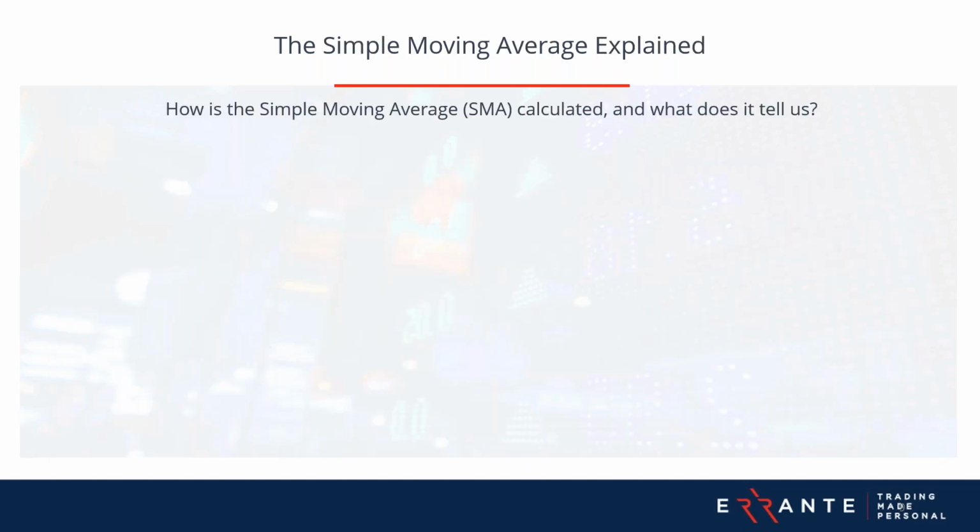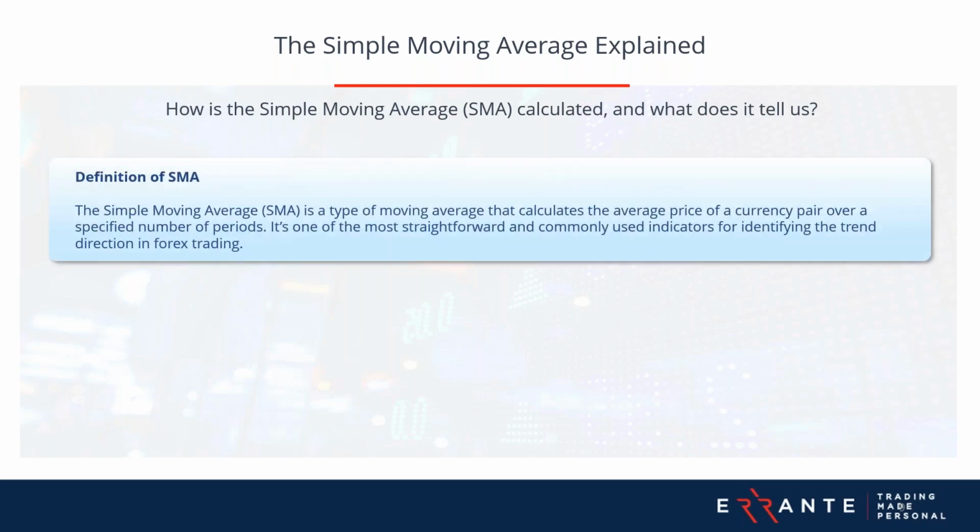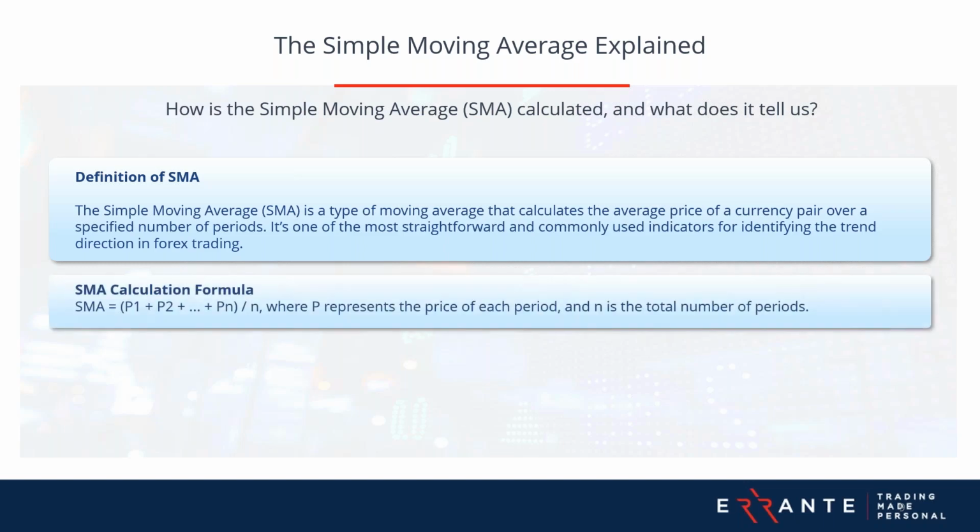So let's focus on one of the most fundamental indicators, the simple moving average, or SMA. The SMA offers a clear, uncluttered view of the market's direction over a specified period, making it an indispensable tool for traders aiming to align with the trend for successful trades. The calculation of the SMA is as straightforward as its implication in trading. By averaging the closing prices of a currency pair over a set number of periods, the SMA smooths out price fluctuations to present a clear trend direction.